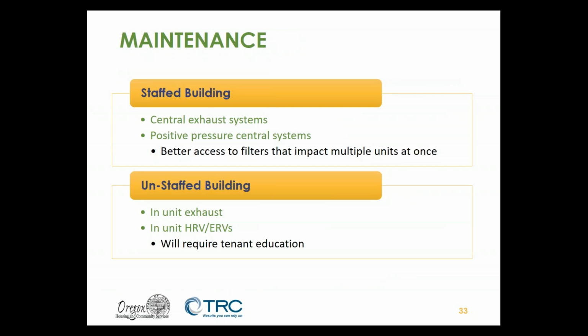And then you have maintenance considerations. So when you have a staffed building that has a maintenance staff, so larger buildings, larger complexes where there's a maintenance team, central systems are probably pretty good because that maintenance team can change the filters, can make sure that it's operating, can manage. So central systems and positive pressure central systems, those can be strongest with a staffed building. With an unstaffed building, you're probably thinking more towards in-unit exhaust, or even better, in-unit HRVs, so those wall pass-throughs, or those sort of mini package ducted HRVs.